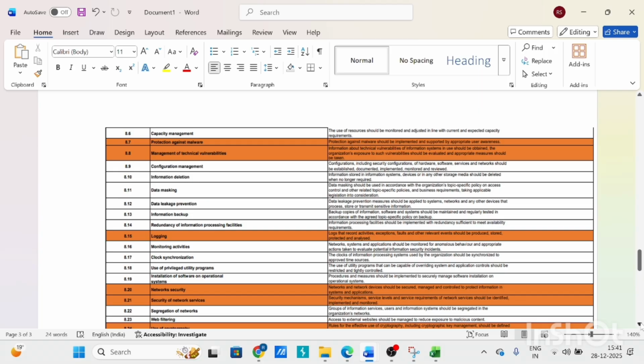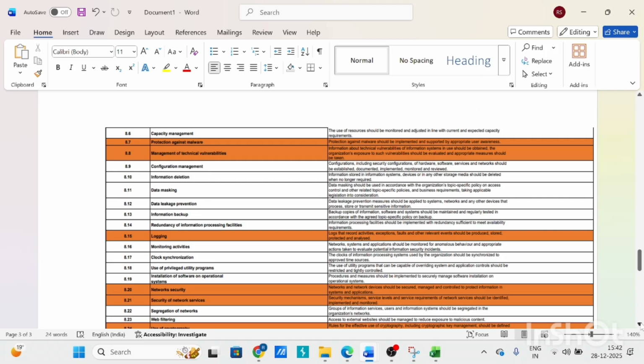Data masking is a new control just added in ISO 27001. It talks about data masking being used in accordance with the organization's topic-specific policy on access control and other related topic-specific policies and business requirements, taking applicable legislation into consideration. Data leakage prevention measures should be applied to systems, networks, and any other devices that process, store, or transmit sensitive information.